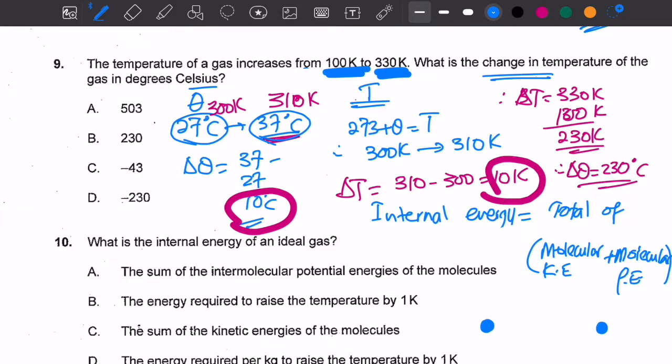So the answer should be, hold on, change in temperature is final minus initial. So it is a positive value. So the answer should be B.